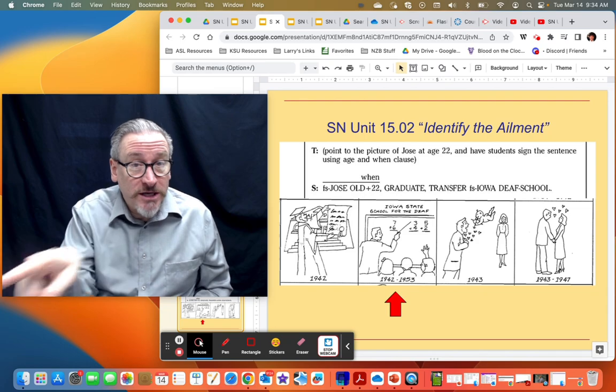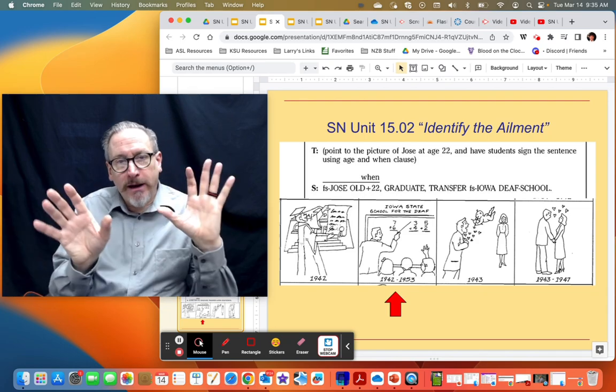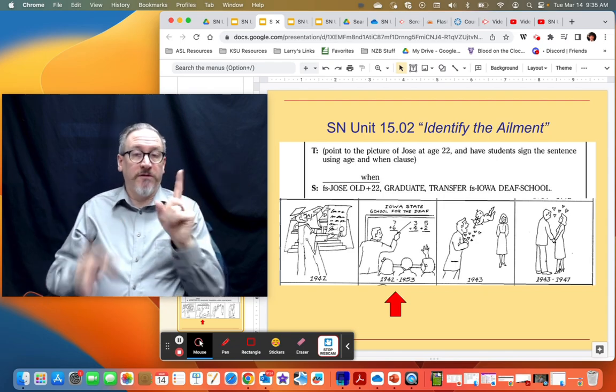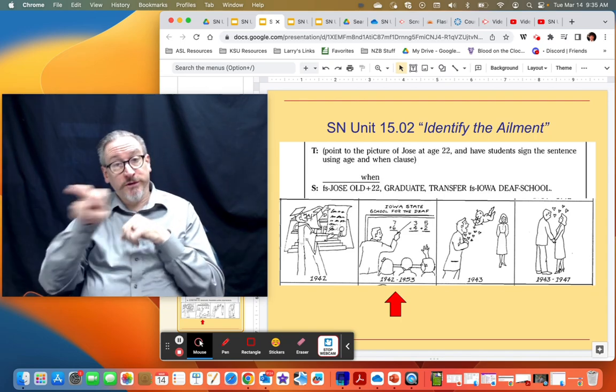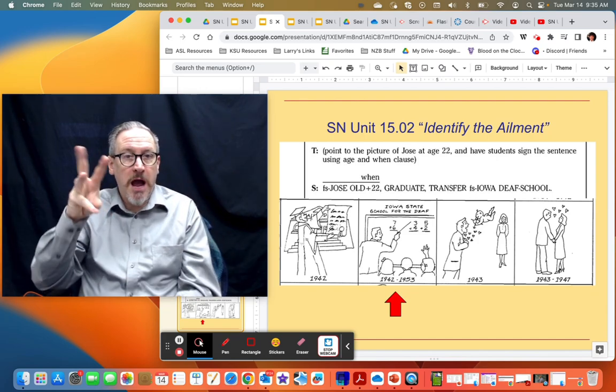So notice how 1942, age 22, right? So I put one arrow. I probably should have put two arrows or put a little bracket between. But the idea is that 1942 started, transferred, went from Gallaudet to Iowa School for the Deaf job.